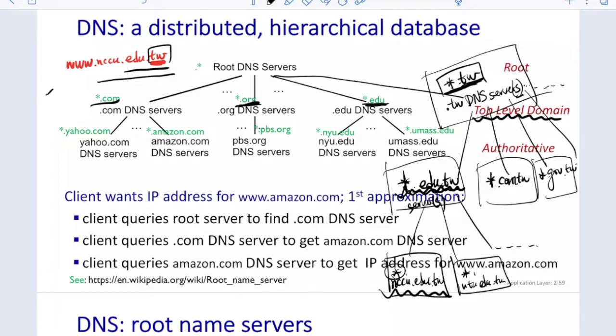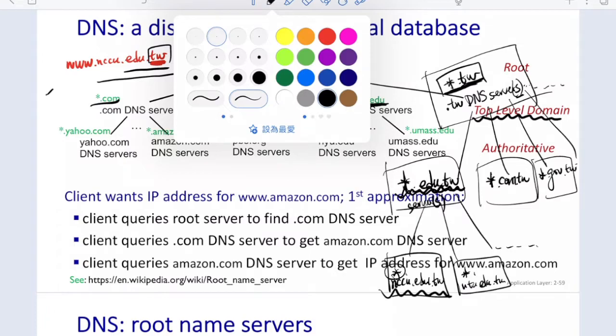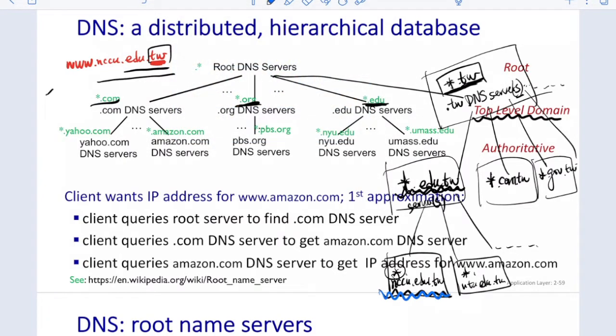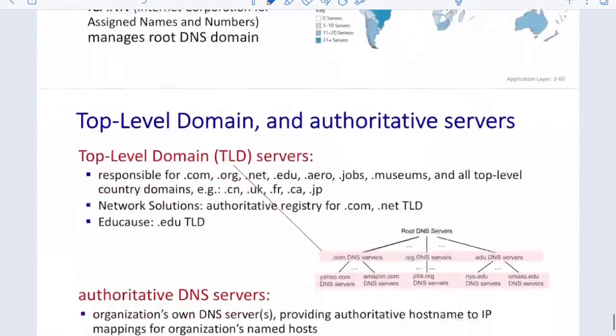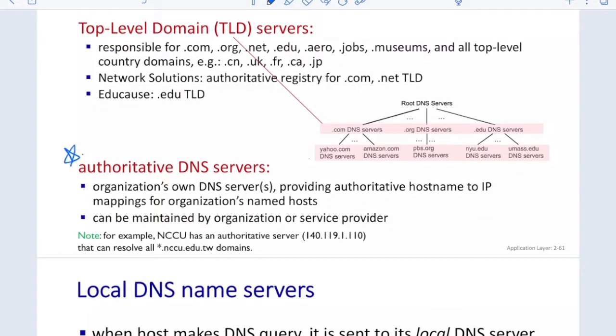Okay, at the end right here, if this server, this blue one, knows how to resolve anything, that means there's no more hierarchy under this specific server, and it knows everything, no matter what is in front of this domain. Okay, then we call it an authoritative name server. The name is right here.